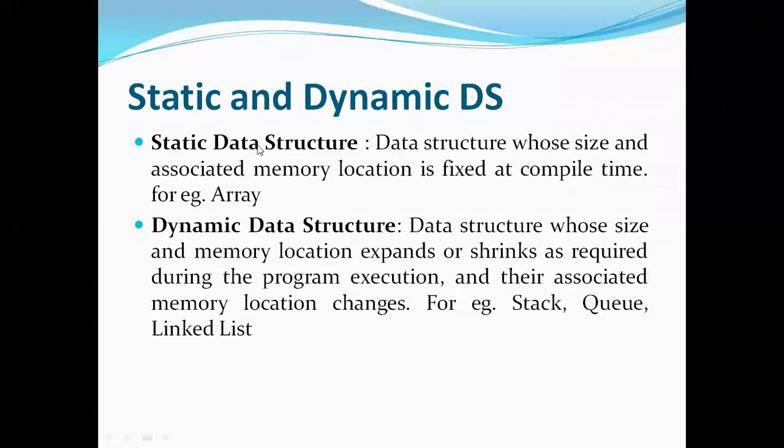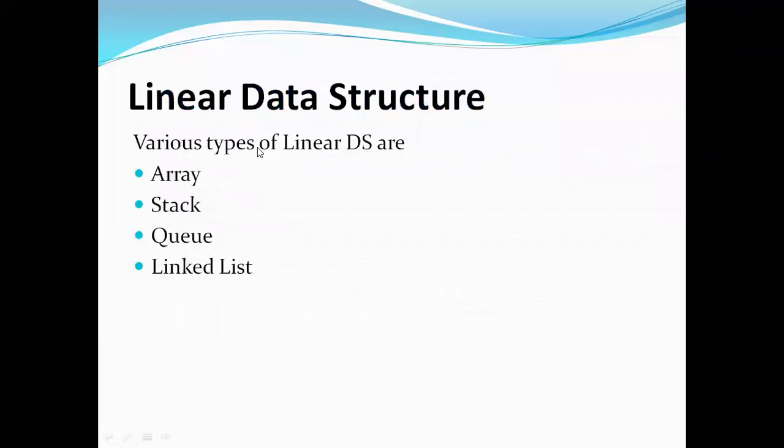So this is static and dynamic. Let's start with the linear data structures. What are the various data structures that come under the category of linear? We have arrays, stack, queue, and linked list. These are the data structures that come under the category of linear data structures.